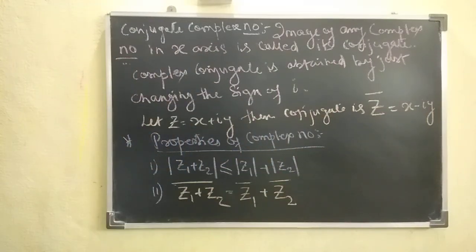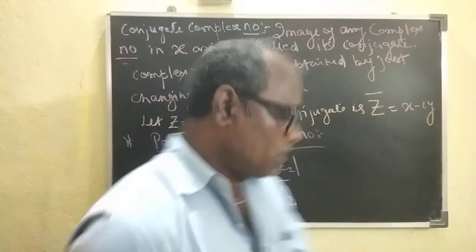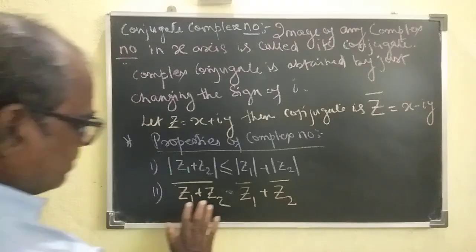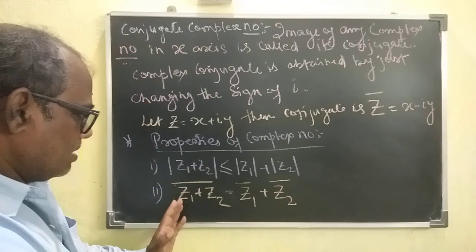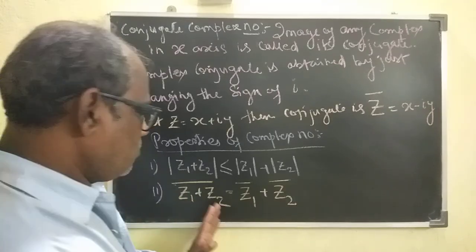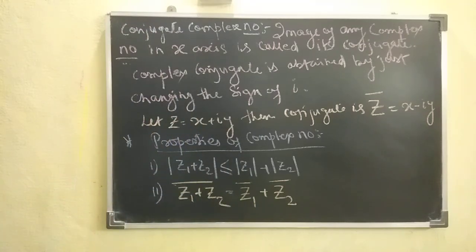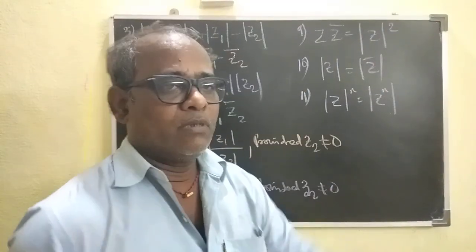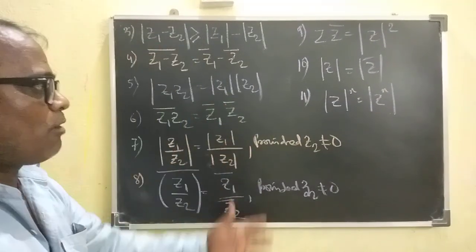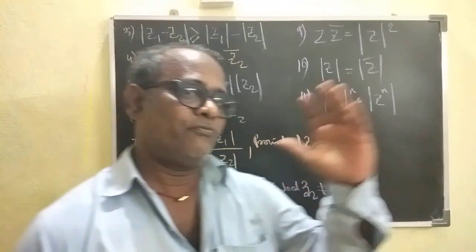So the properties of complex number is that mod of z1 plus z2 is always less than or equal to mod z1 plus mod z2, and conjugate of z1 plus z2 whole is equals to conjugate of z1 plus conjugate of z2. Few more properties I have written of the complex number with its conjugate. These are the different properties which you must know. More properties I will be producing in my next video.